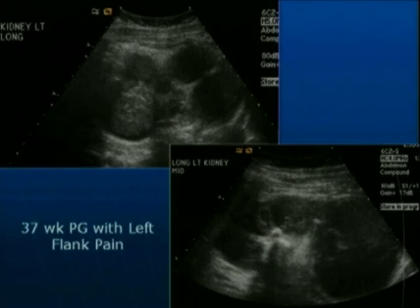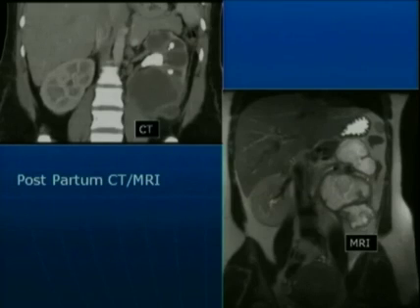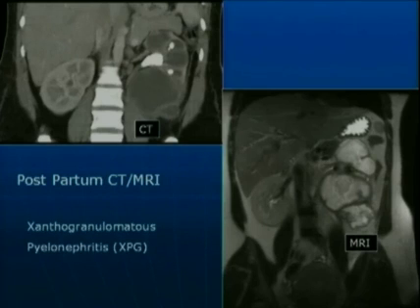Very interesting case. It was later on in pregnancy, and this was the left kidney, and you can see something very echogenic here, and these were the dilated calyces here, and they're full of something here. And this turned out, on the postpartum CT and MR, you can see a stone here. Again, what we saw in ultrasound.